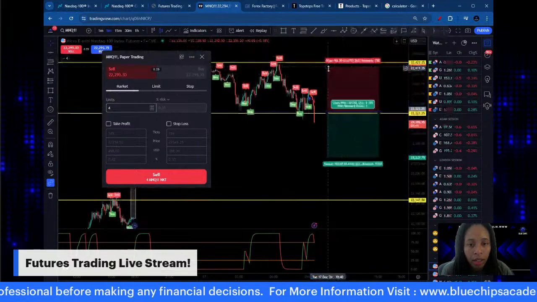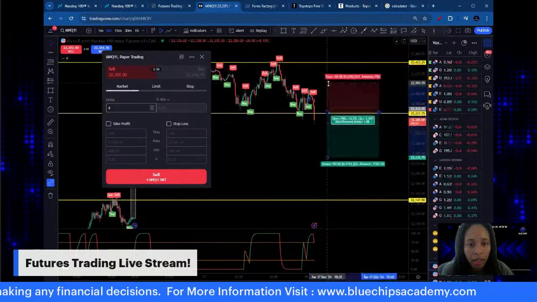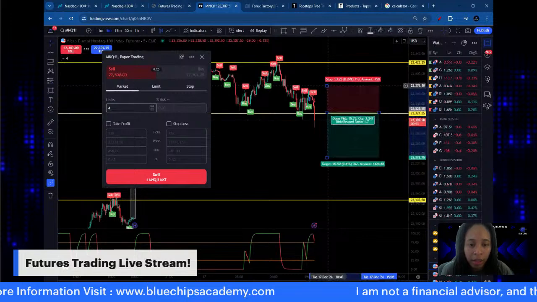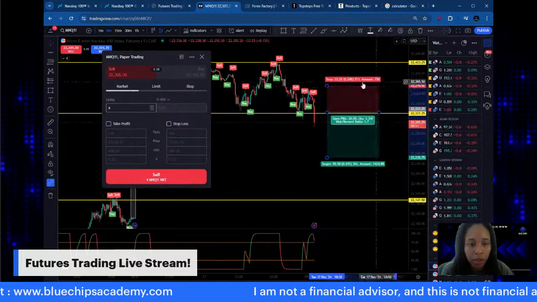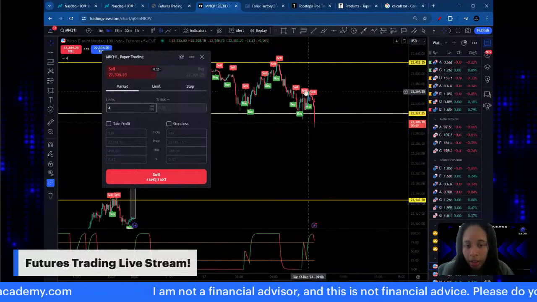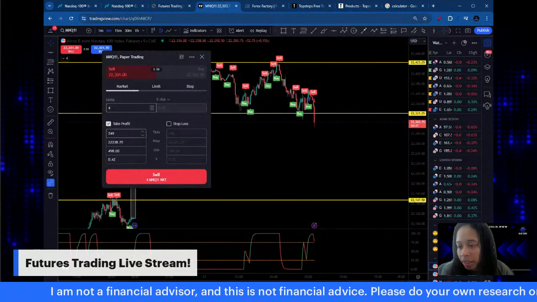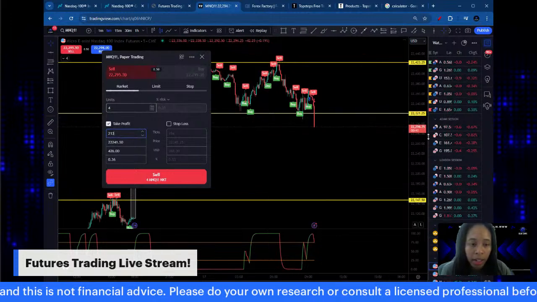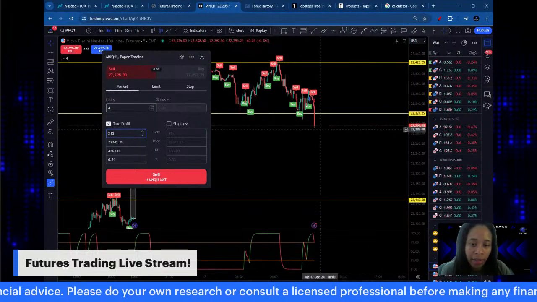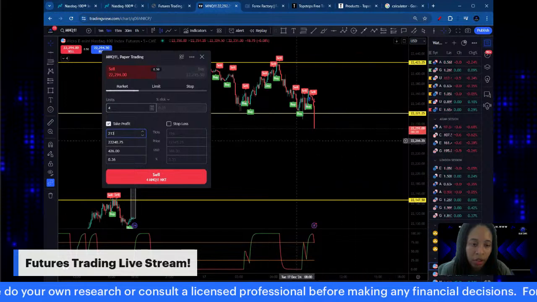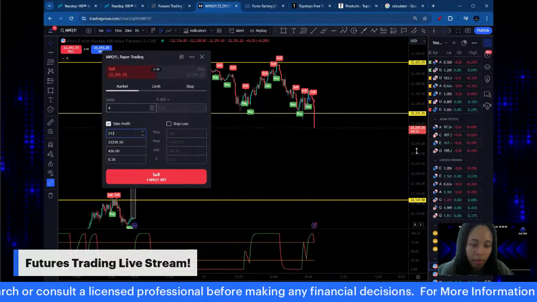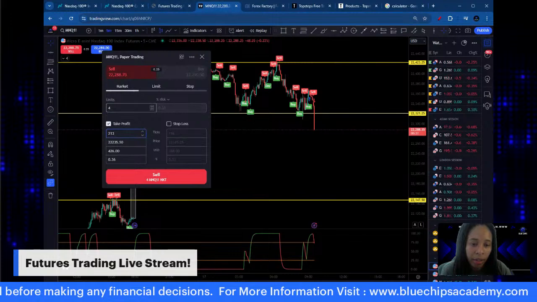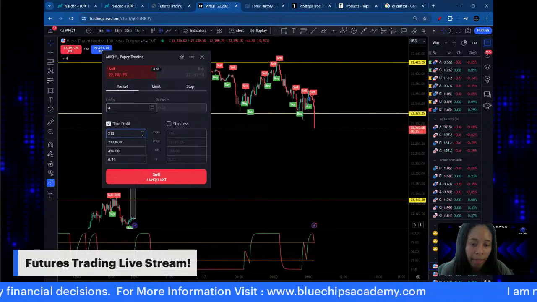Let's see. That's about 213 ticks for my stop loss, so I'm going to put 213 on that. I'll explain what that is in a minute so you guys can see. I'm going to let it close. We've got 40 seconds left. Let's make sure it's not a fake out. That's a nice break right there, though. Very nice break.